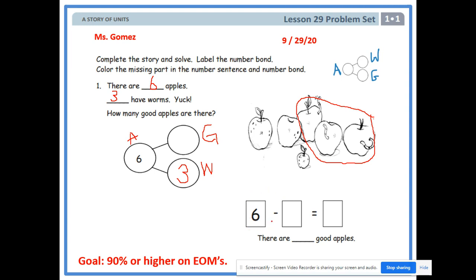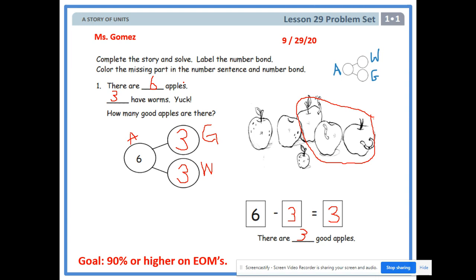And let's go ahead and complete the subtraction sentence with the part that was given. So it's 6 minus 3 equals, well, how many apples are left in your picture? Get ready. Yes, 3 apples. So 6 minus 3 equals 3. So how many good apples left? Get ready. Yes, there are 3 good apples left.